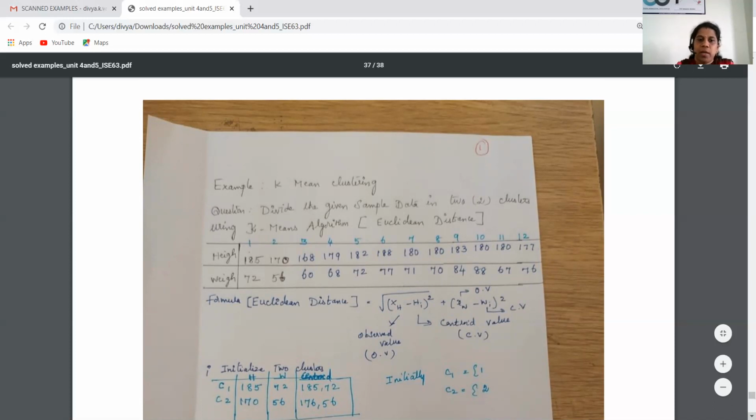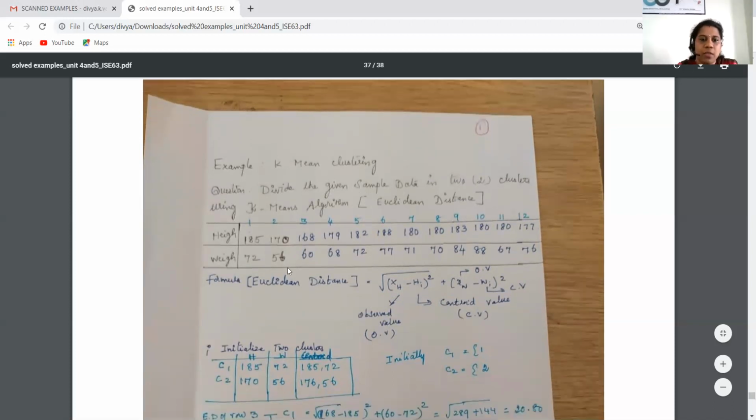Now it is given that there are totally 12 points, right? Each point is parameterized as height and weight. For example, for the first point, height is 185 and weight is 75. Similarly, for the second point, height is 170 and weight is 56, and so on. In total we have 12 points.